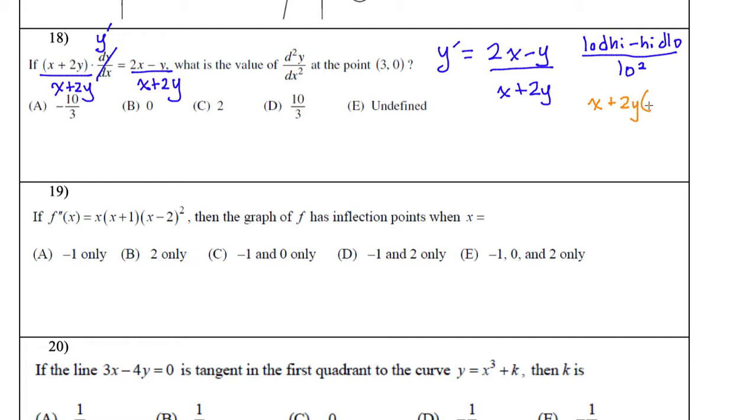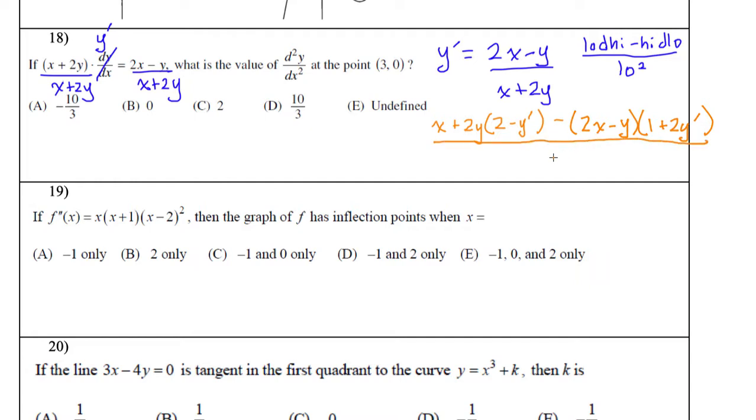My derivative of the top is a little bit hard. It's going to be 2 minus y prime, and that's going to be subtracting. I'm running out of room here, so I'm going to move all this to the left. Right there is fine. And I need to do high, which is 2x minus y, times the derivative of the bottom. So the derivative of the bottom, I have 1 for the derivative of x. The derivative of 2y is just 2y prime. All right, that's all going to be divided by low squared, which is x plus 2y quantity squared.